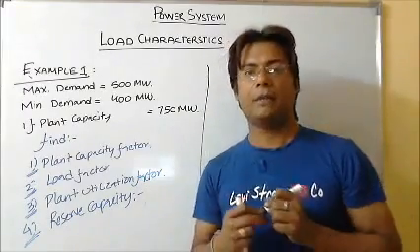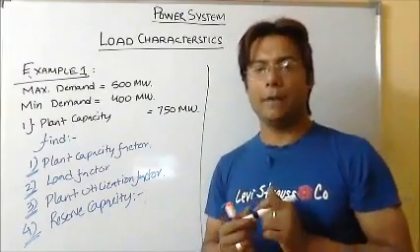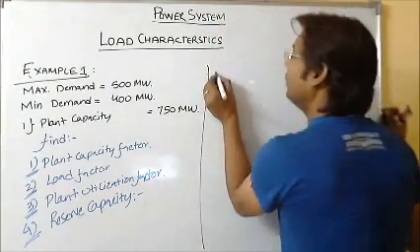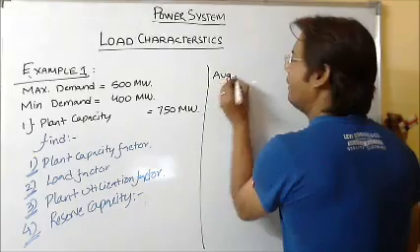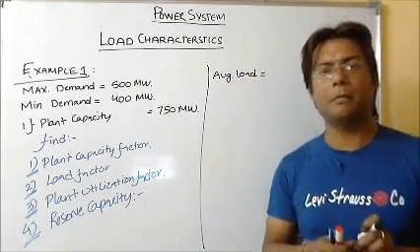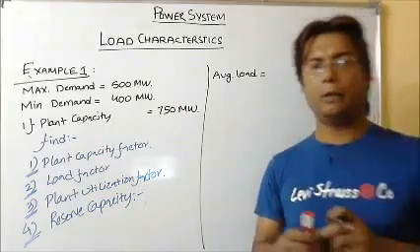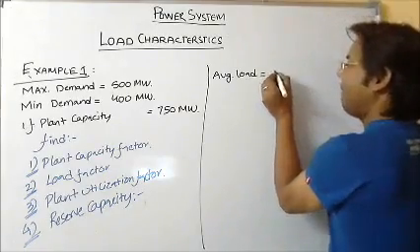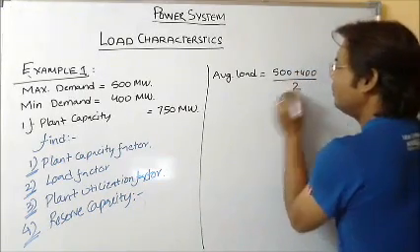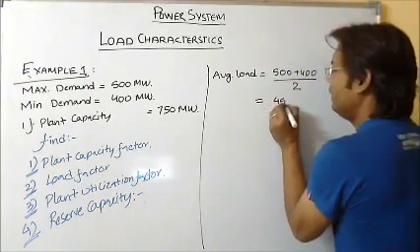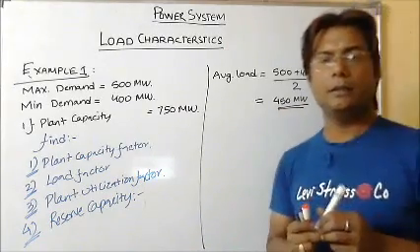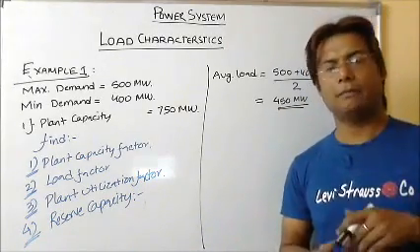So the maximum demand is given, the minimum demand is given, so we can find the average demand or average load. So average load is equal to the maximum demand plus the minimum demand divided by 2. That is 500 plus 400 divided by 2, which is 450 megawatt. This is the average demand which is all the time present in the system.